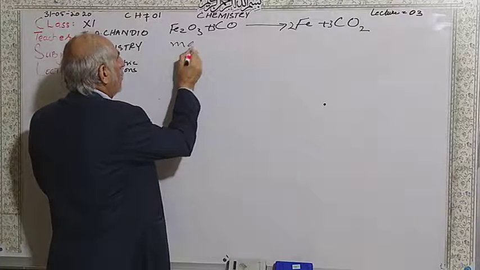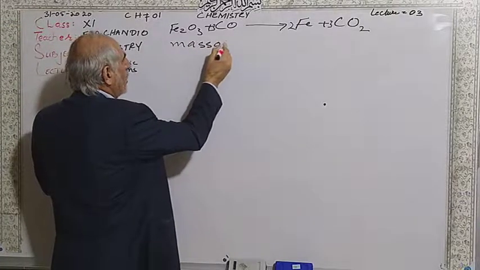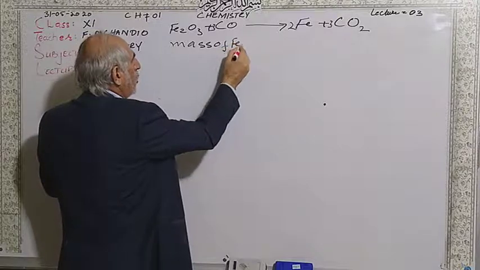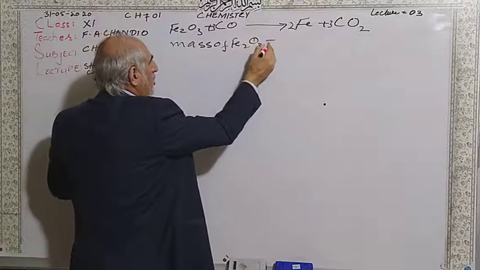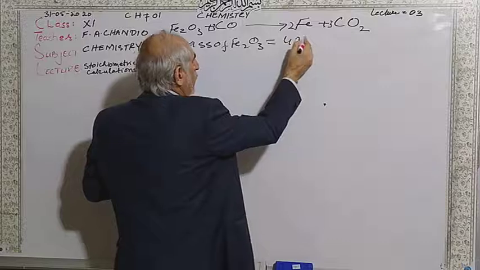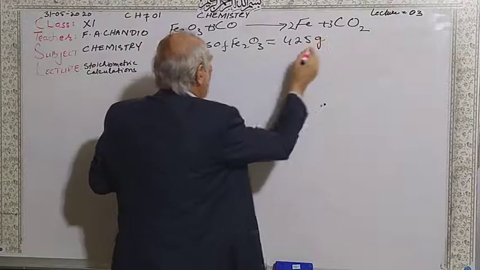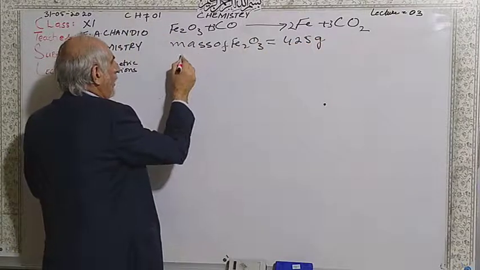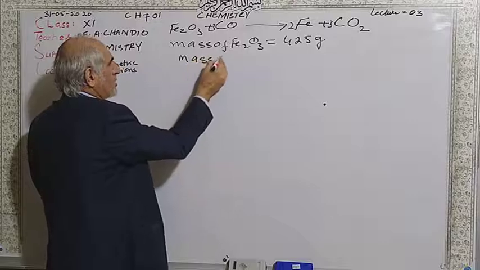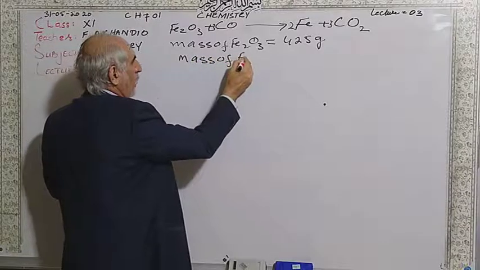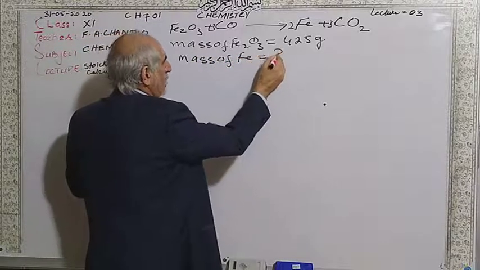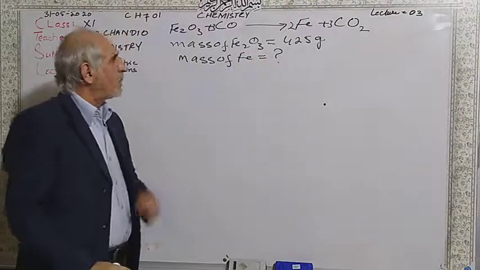So, the mass of iron ore is 425 grams and the mass of iron is the question mark.